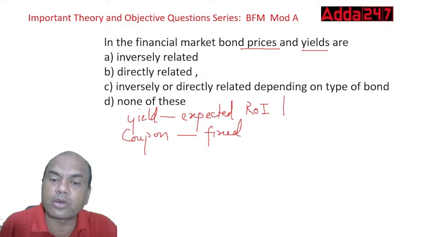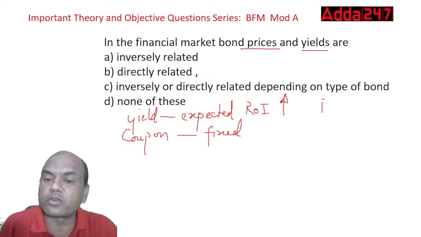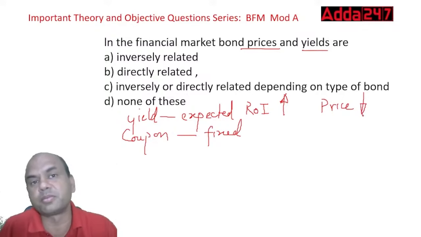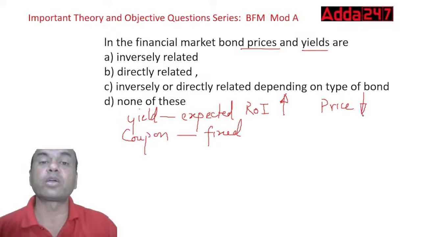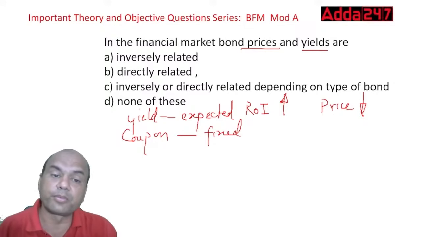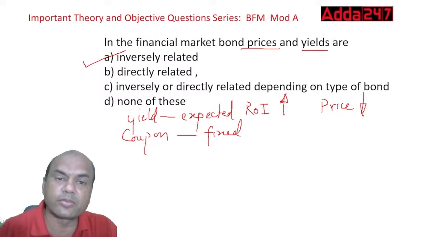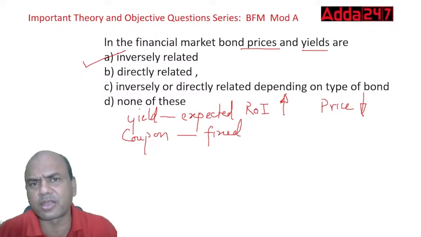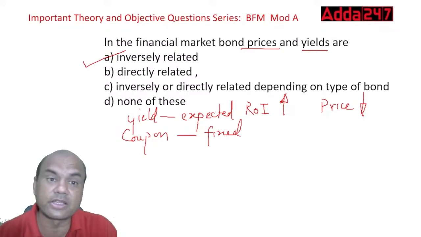If the expected ROI goes up, then the price of your existing bond will go down. Always remember, if the expected ROI goes down, the price of the bond will go up. So it is inversely related, isn't it? In the financial bond market, bond prices and yields are always inversely related.